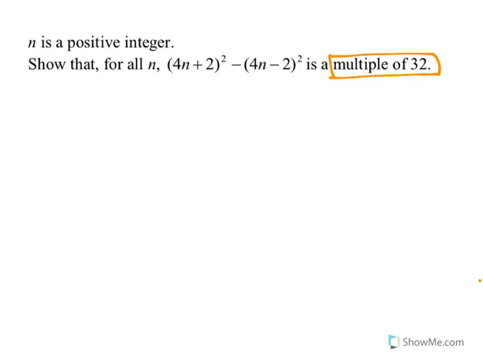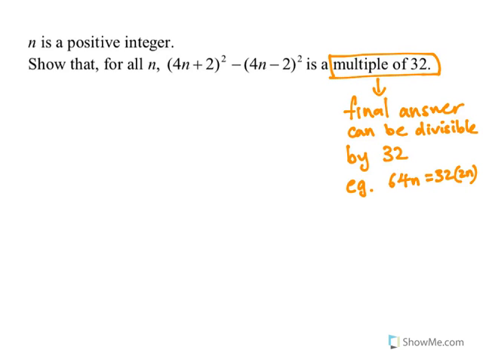Well, basically what you're trying to do is find an answer where you can show that your final answer is going to be a multiple of, or divisible by, 32. So for example, if your final answer is 64n, you can factorize out the 32, and then you've shown it's a multiple of 32.